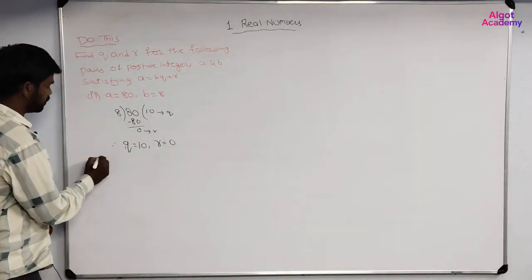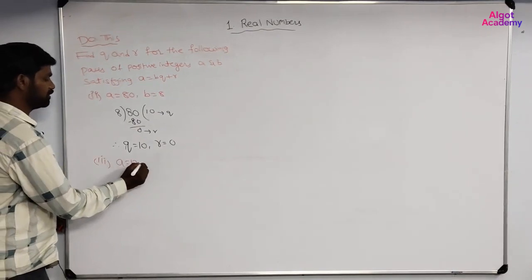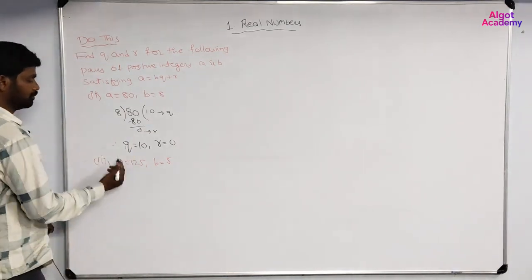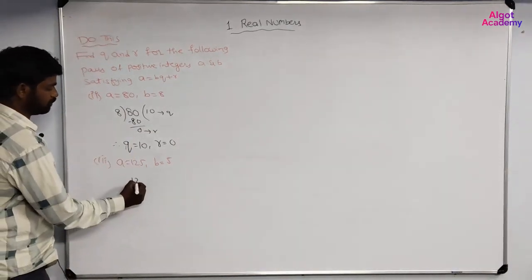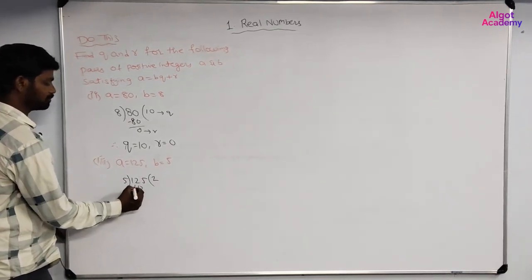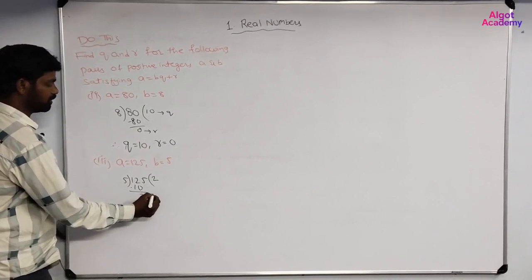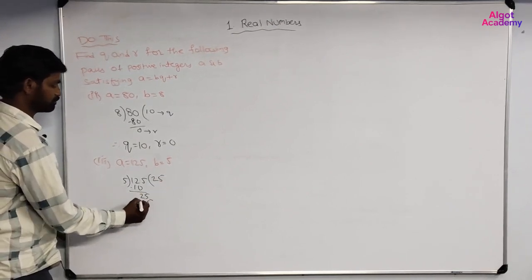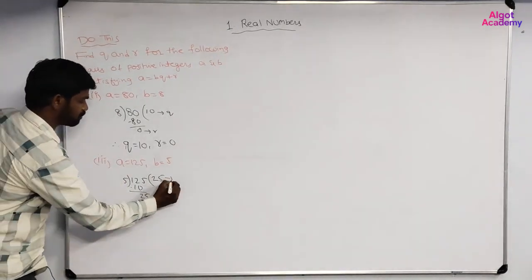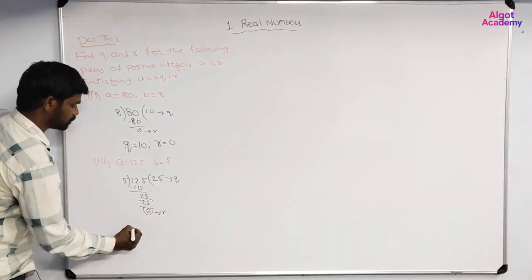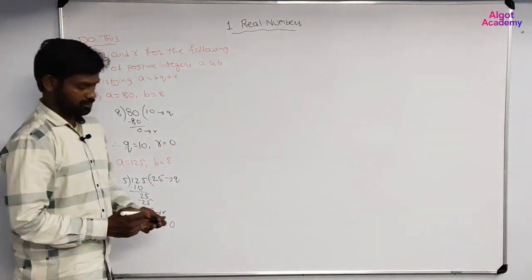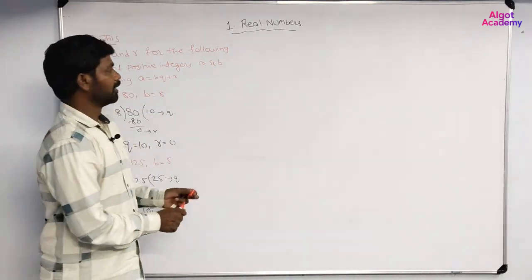Next question, A is equal to 125 and B is equal to 5. So let us solve 125 divided by 5. 5 twos are 10. So it is 2, 5, 5 fives are 25. So here this is the quotient and this is the remainder. So Q is equal to 25 and remainder R is equal to 0.